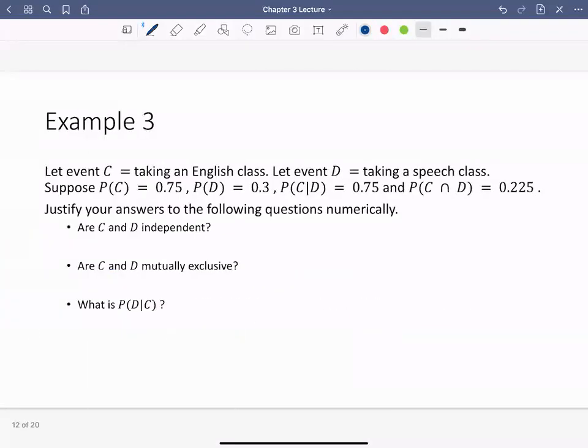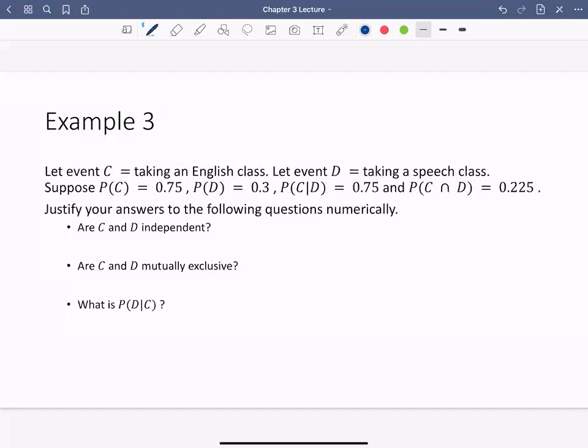All right, so example 3. Example 3 says, let event C equal taking an English class, and let event D equal taking a speech class. And suppose the probability of C is 0.75 and the probability of D is 0.3. The probability of C given D is 0.75 and the probability of C and D is 0.225.